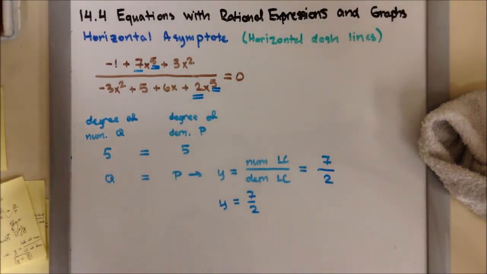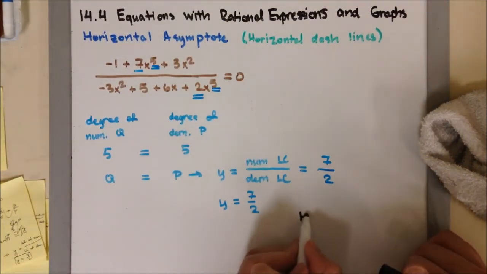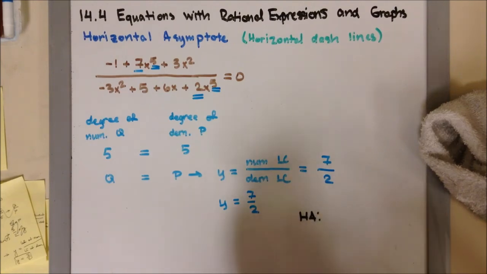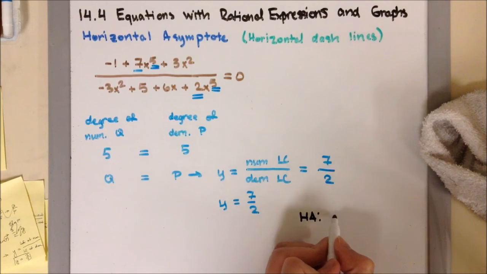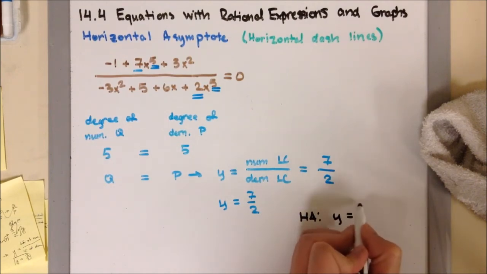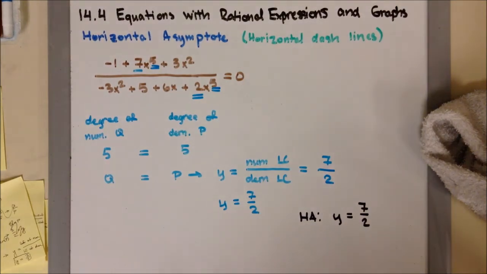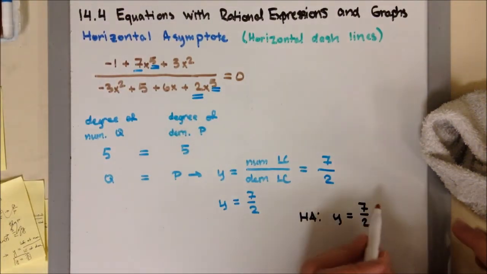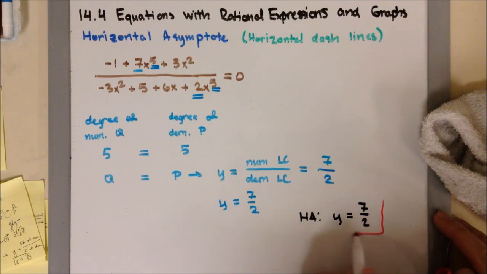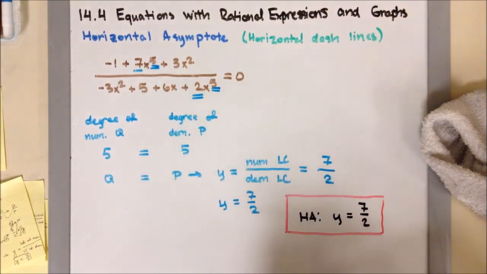So this is what my final answer would look like. Horizontal asymptote. And then I'm just going to write what I had, which is y equal 7 over 2. And that's it. If it asks you for a decimal, then go ahead and convert to decimal. But if not, just leave it as a fraction. And this is my final answer. And that's it.